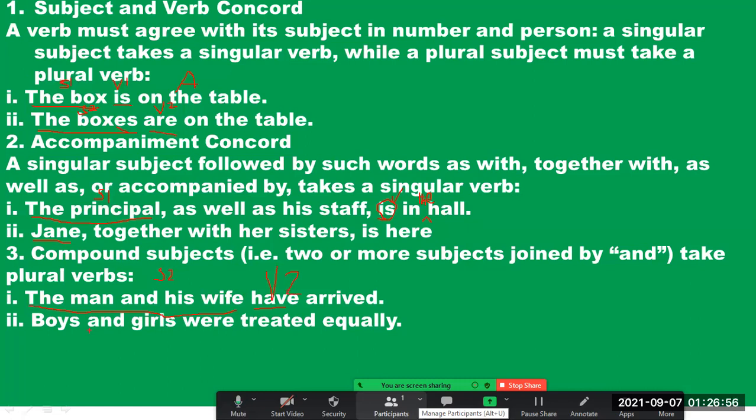Then sentence II, boys and girls were treated equally. Now, boys and girls, plural subjects, were plural verb, all right? So the same rule applies. Once you understand the fundamental rule, this first rule will continue to play out in other rules that we are going to see. It's like that first rule forms the foundation, and it sets the stage for other rules to acquire meaning, all right, as we are going to see.